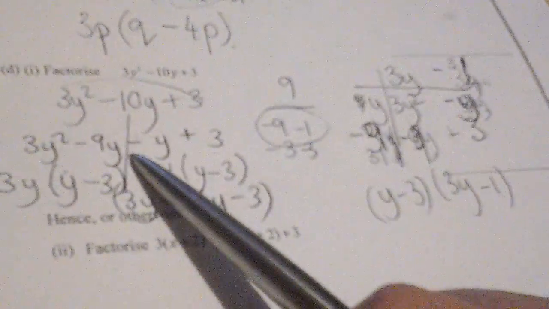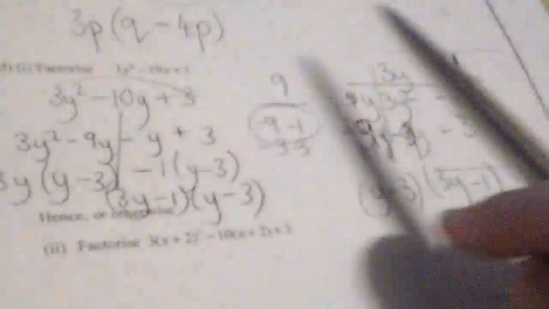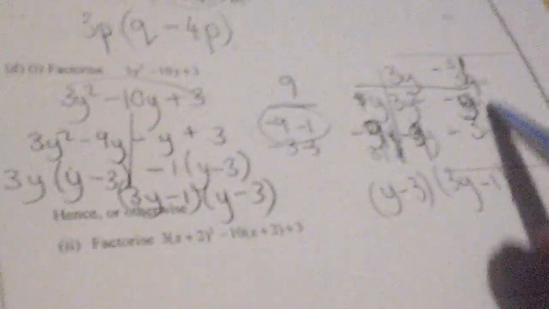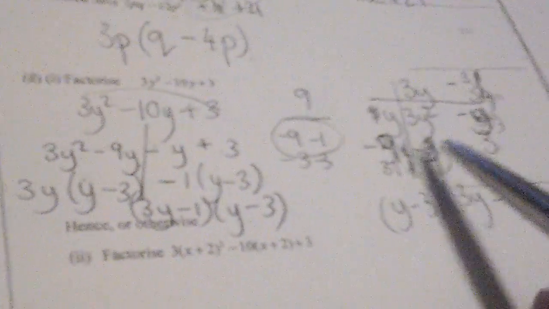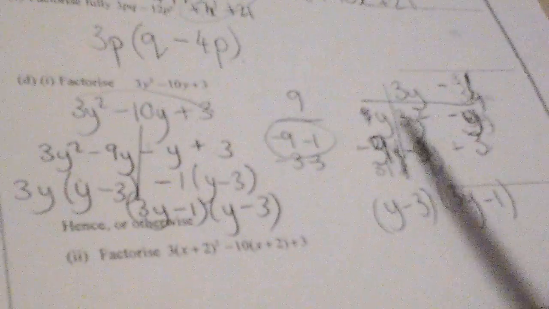This way is easier because it's a set method that works. This one involves quite a lot of thinking, and you have to mess around with the numbers until you find what works. It's up to you which way you prefer.